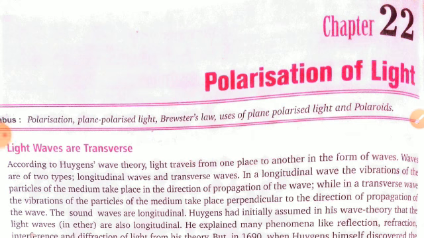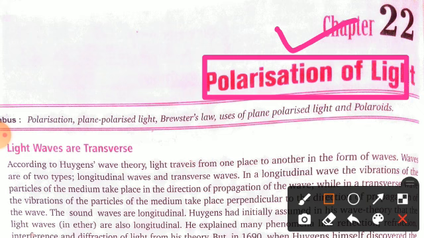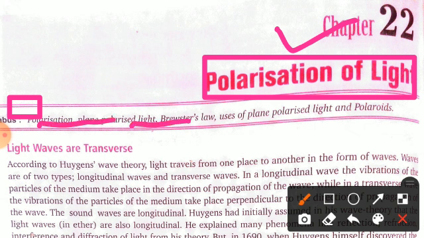And in physics, as you can see here, I am going to take your chapter number 22, which is the polarization of light. Clear? So in this chapter, first we will discuss what we have to study. You can see here, this is the syllabus. In this syllabus, you have to study about the polarization, plane polarized light, Brewster's angle, which is the most important one, uses of plane polarized light and polaroids. Clear? I hope you understand it.